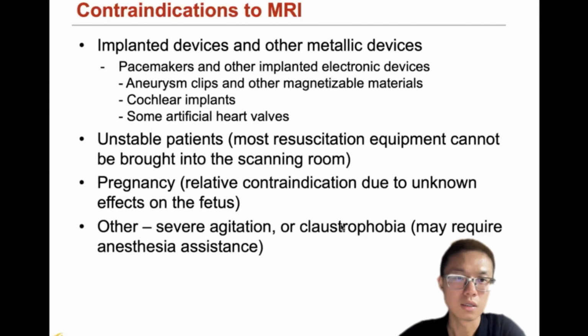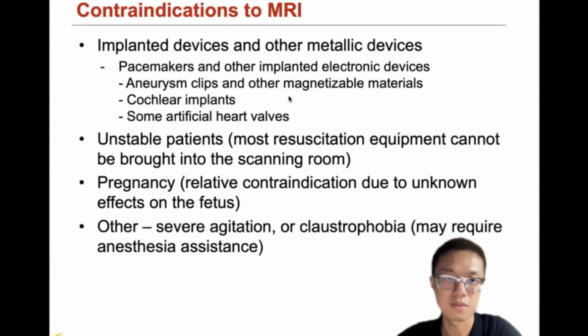So there are also contraindications to MRIs. For some cases or conditions, MRI is not allowed for the patients. For example, if you have implanted devices or other metallic devices, like a pacemaker, those implanted electronic devices, because the MRI machine has a very strong magnetic field. So these metal implants can cause damage to the internal organs.